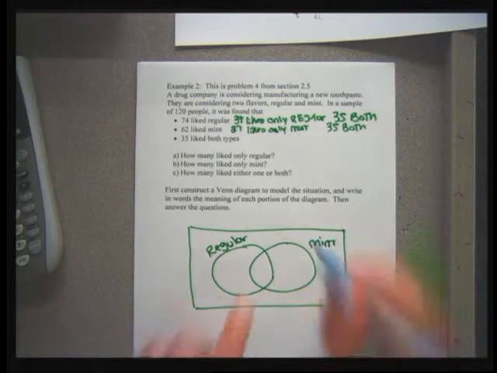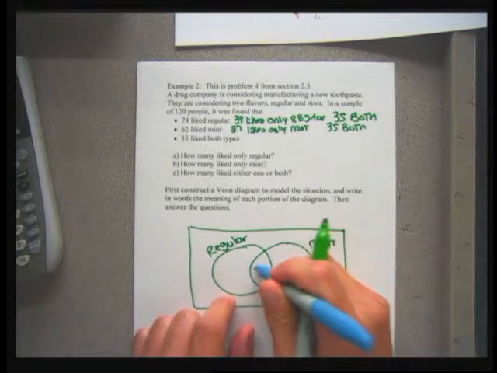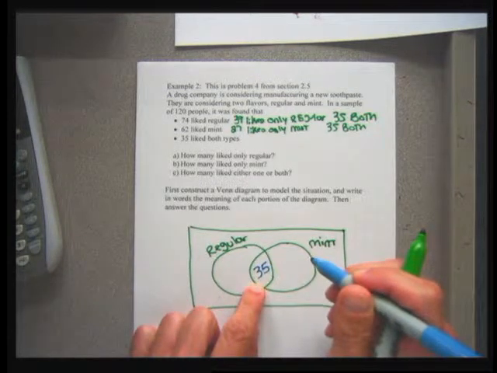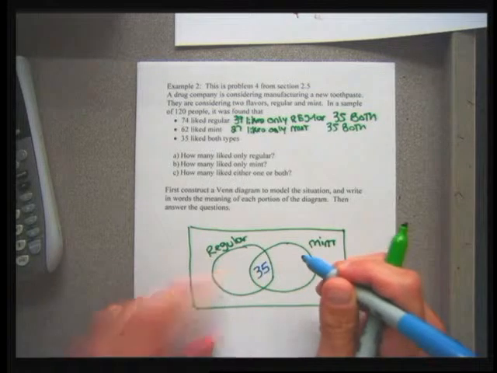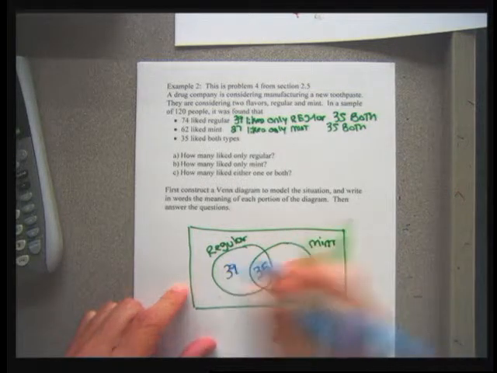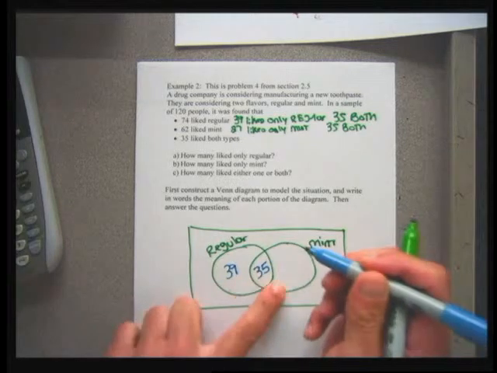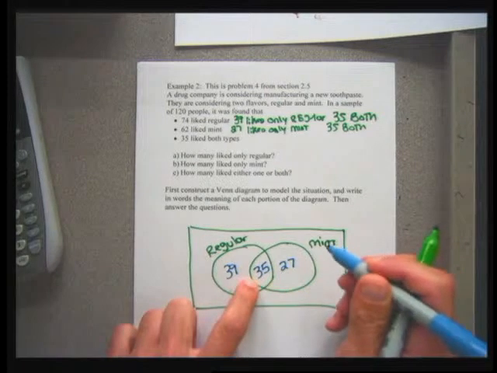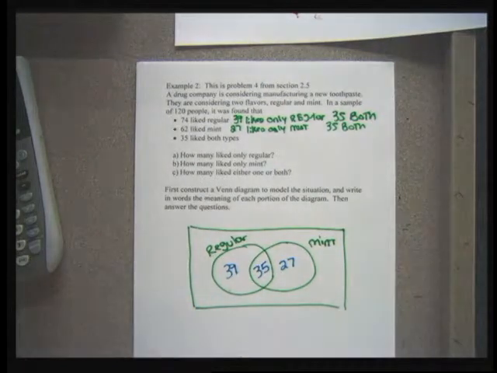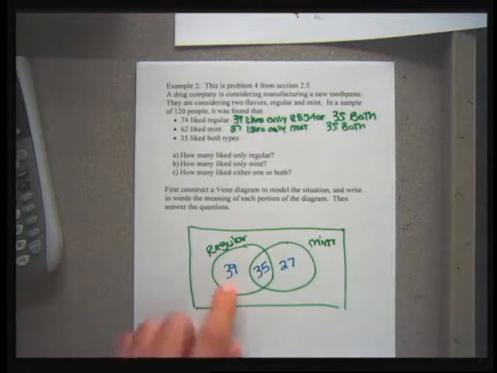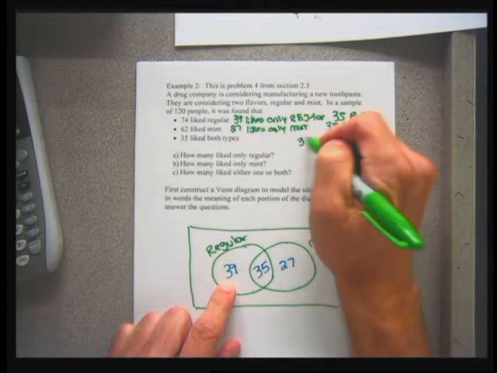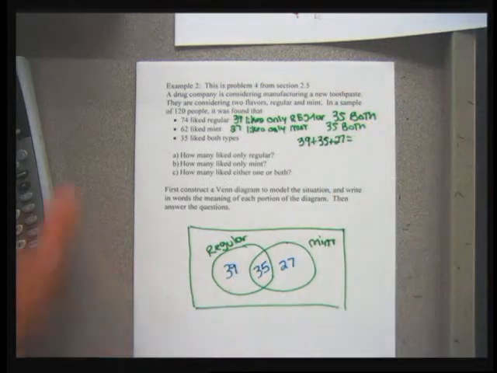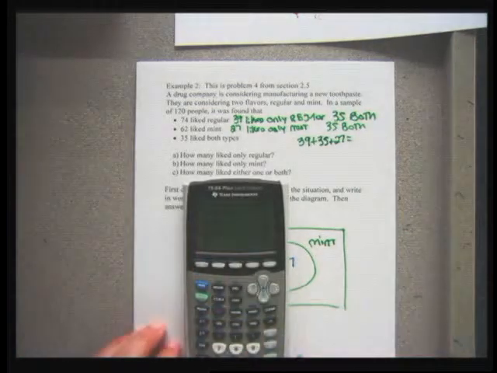The region in dead center represents people that like both. So in the middle of the two circles, I'm going to put the 35 people that liked both types. For the rest of the regular circle, I'm going to put the 39 that liked regular only but didn't like mint. For the rest of the mint, I'm going to put in the 27 people that liked mint only but didn't like regular. I'm supposed to have 120 people surveyed. If I look at the numbers that I have in my circles so far, I have 39 plus 35 plus 27. All of those people liked at least one, possibly both of the flavors.